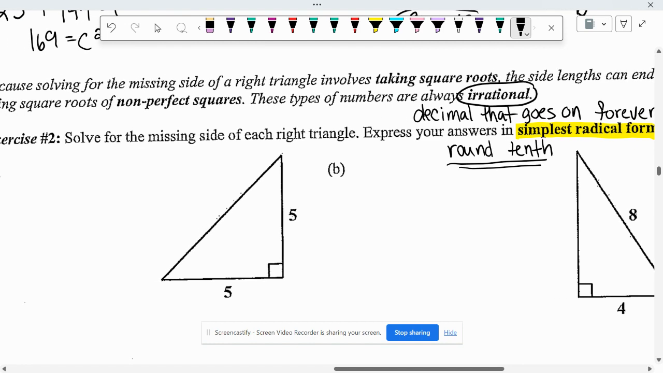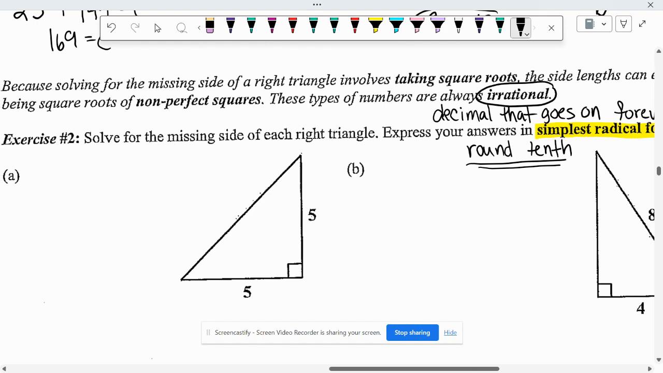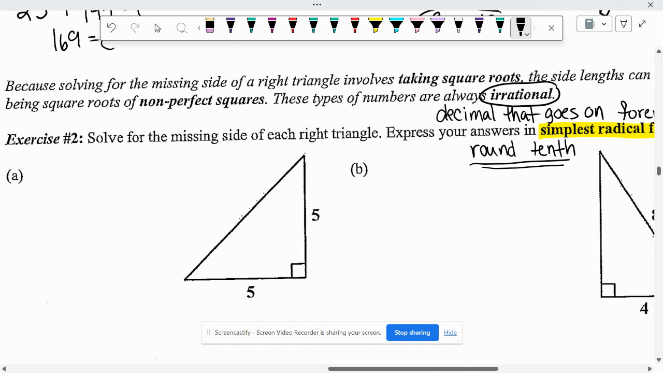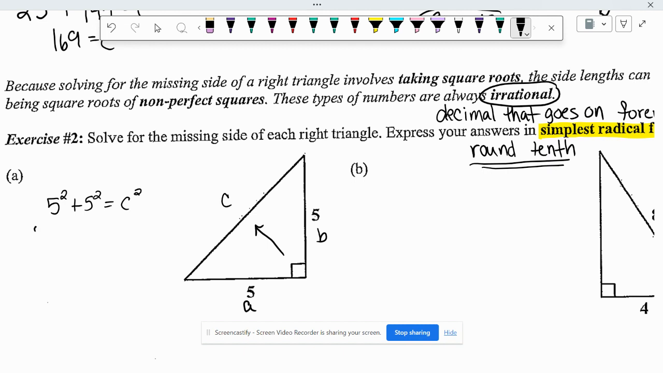So I need to label my sides, A, B, and C. Which one is C? The one that's across from the right angle. So does it matter which one I call A or B? No. Set this up for me, Cheyenne. What's this going to look like? 5 squared plus 5 squared. Perfect. Excellent. What is 5 squared? 25 plus 25. So 25 plus 25 equals 50, yes, but we're working linearly, right? So we still have to say it equals c squared.